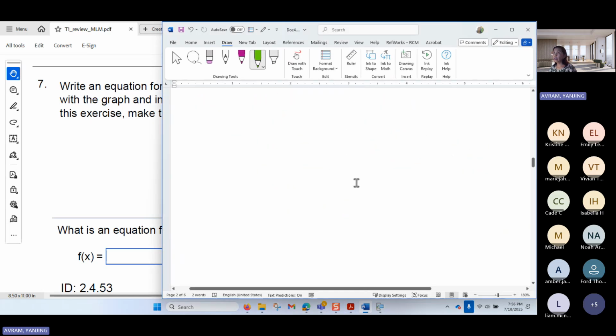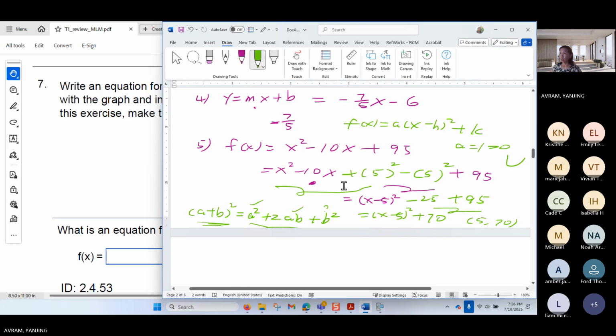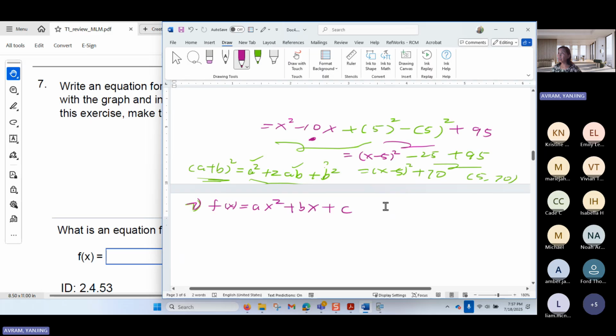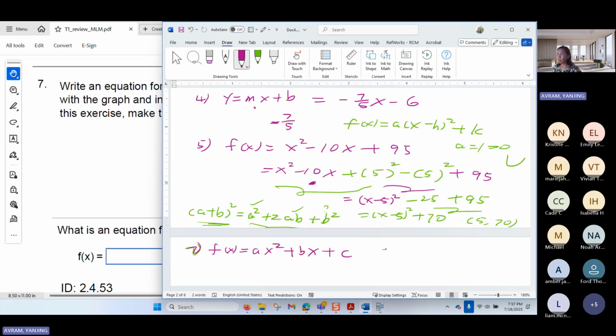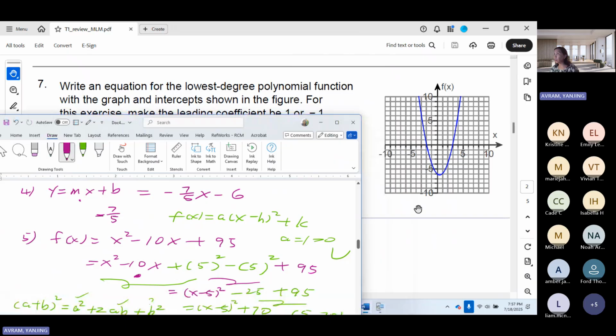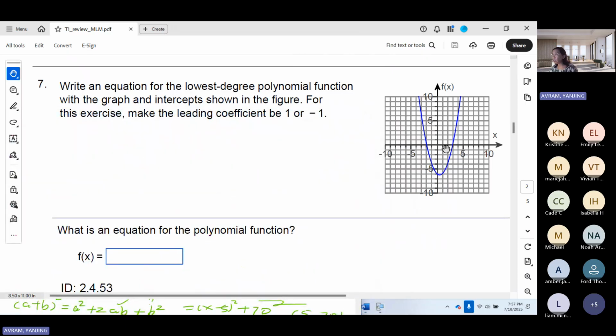I might want to use the quadratic equation f of x equal to ax squared plus bx plus c. That's the standard format for the quadratic equation. It says to use the leading term positive or negative. So here, a is positive 1 because it's facing up. So I can just write f of x equal to x squared plus bx plus c, because a is already 1.